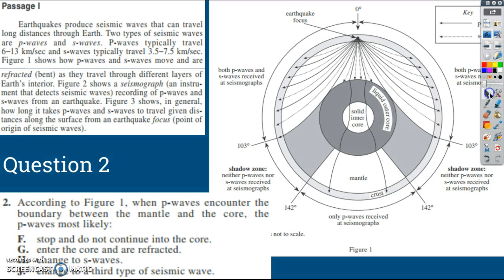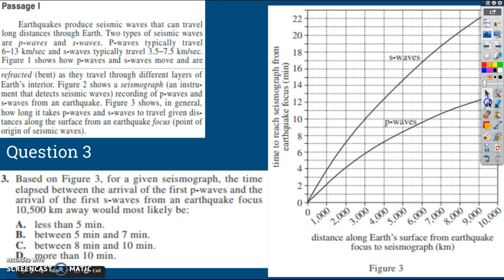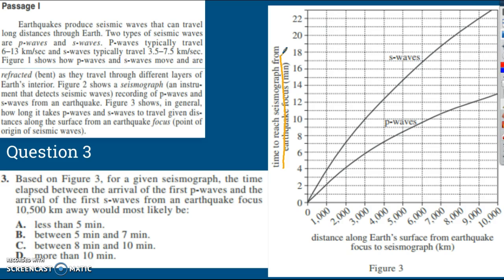Our next question, based on figure 3. Alright, we got a new figure this time. In this figure, we've got the time to reach seismograph from earthquake focus. So this is time on this axis, and this axis is distance. So we've got T and D, and you can see that it's taking more time for S waves and less time for P waves to go the same distance.